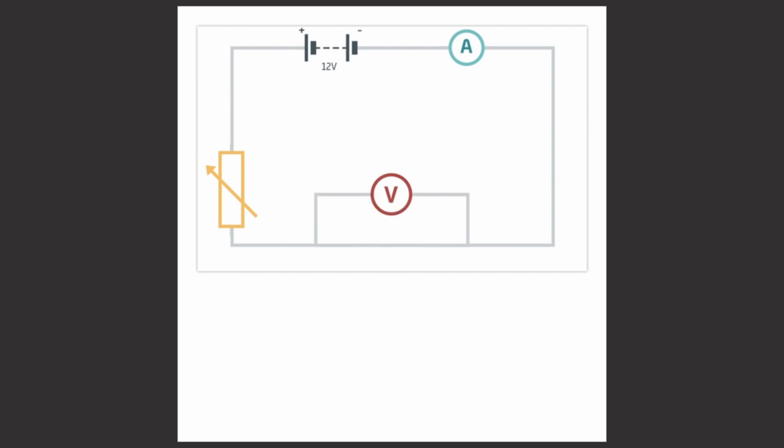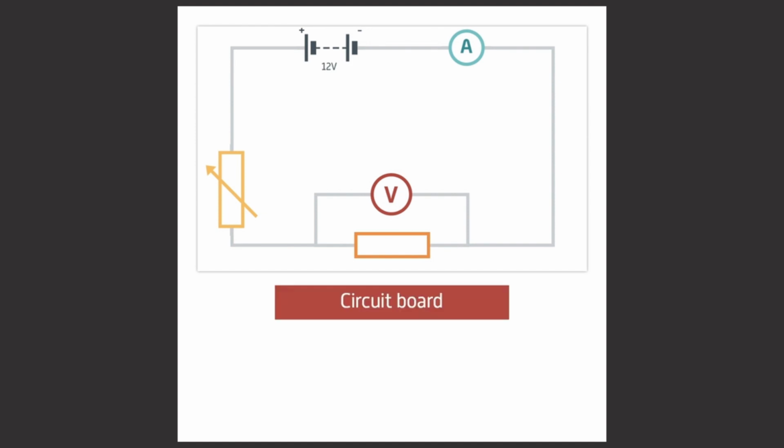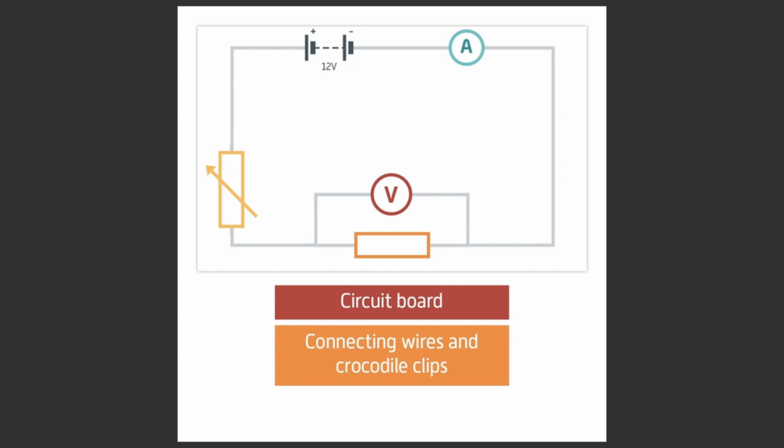A voltmeter placed in parallel with the component to measure the potential difference across it, and the component itself. The circuit is set up as shown. You can connect the components using a circuit board or with connecting wires and crocodile clips.